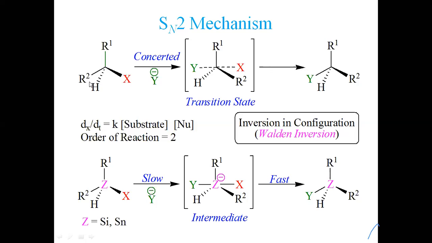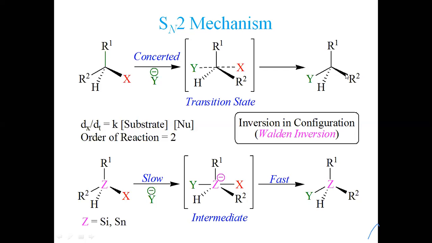But look at here. R2 is along the plane, but now R2 is above the plane. Here X is above the plane, here Y is along the plane. So X and Y are opposite to each other. Now the configuration is changed. These two are in the same position, but these two groups, R2 and X, R2 and Y, are opposite to each other in both cases, reactant and product.